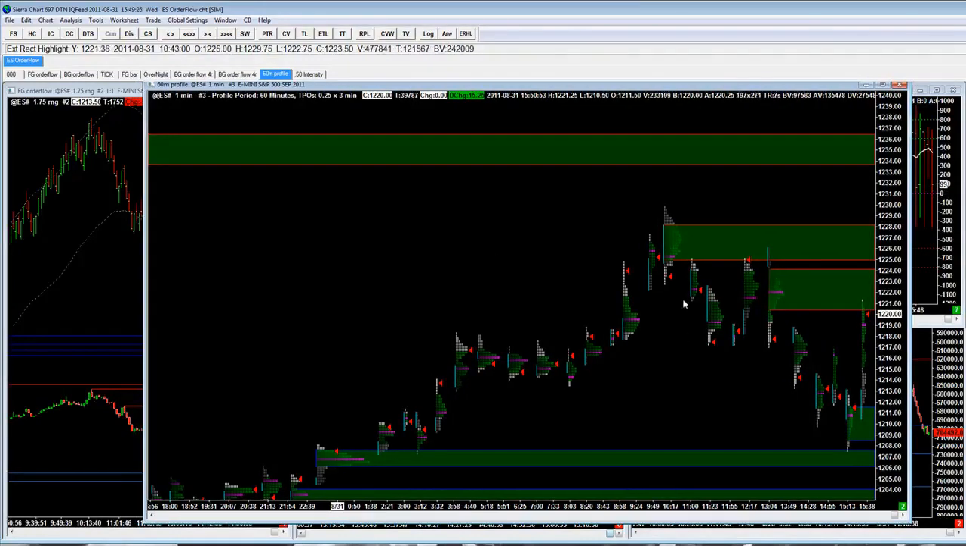Do the zones make sense to everybody here, guys? Are there any questions about zones in particular?